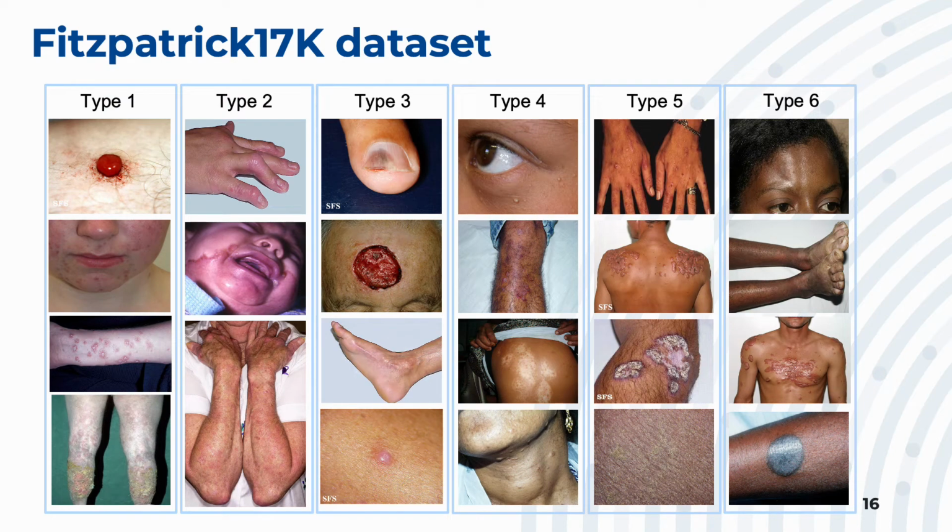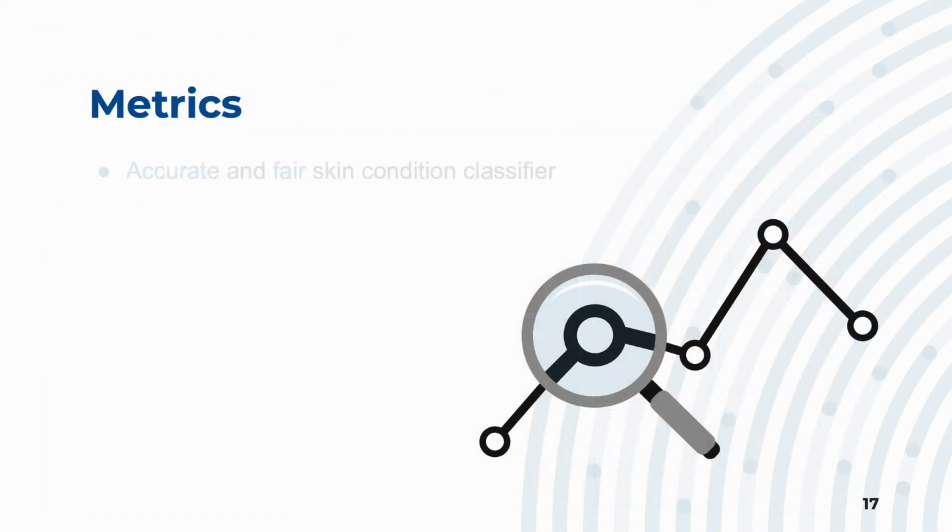Here we can see some sample images of all the 6 skin types from this dataset. Notice the wide varieties in disease appearance, field of view, illumination, and non-standard backgrounds. So our input images are these clinical skin lesion images, and their class labels are their skin condition labels, and their protected attribute is their Fitzpatrick skin type label. We aim for an accurate and fair skin condition classifier. Therefore, we assess our method's performance using metrics for both accuracy and fairness.